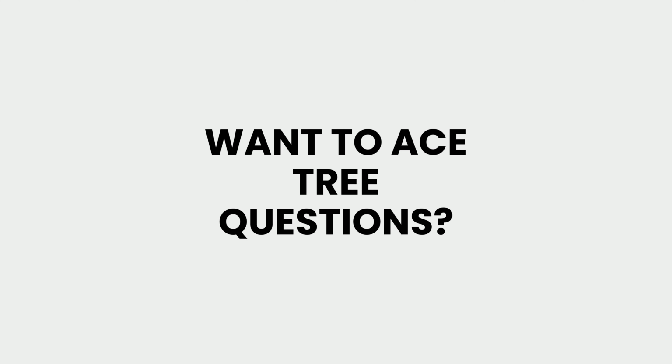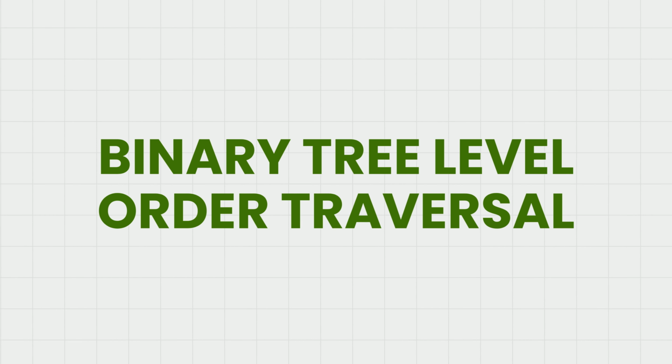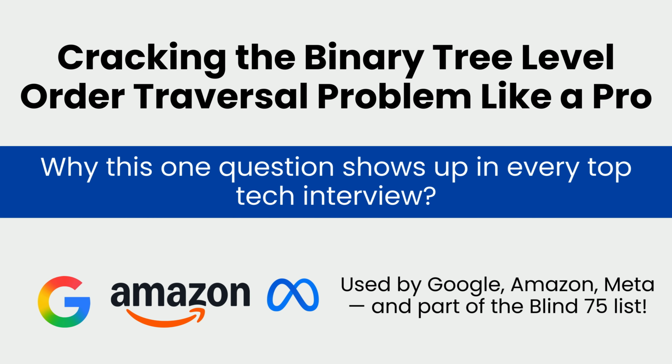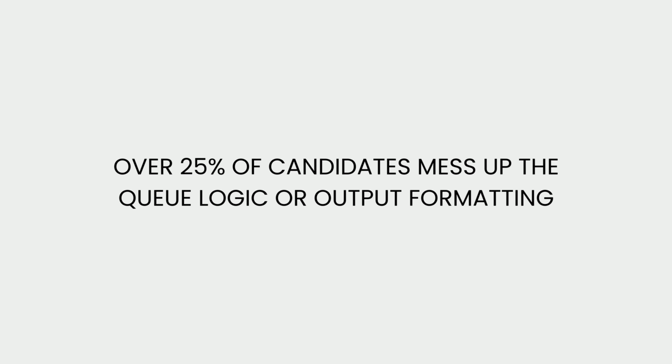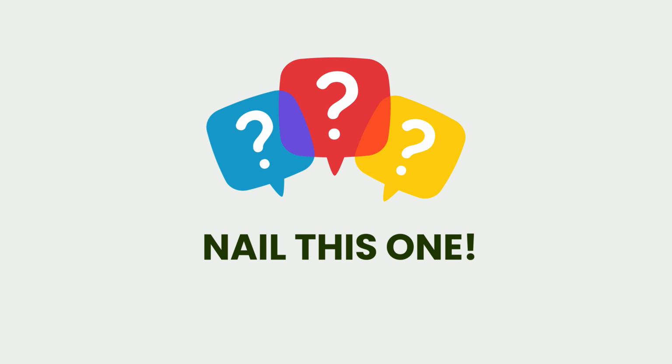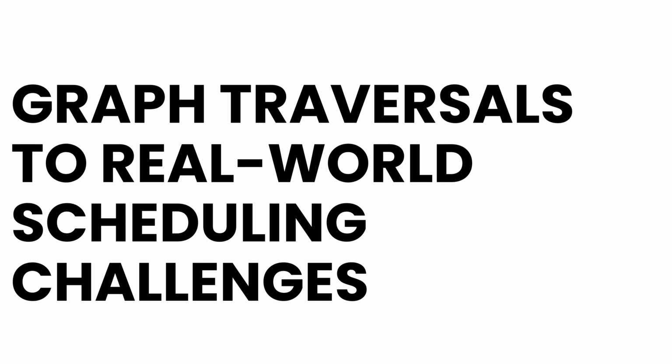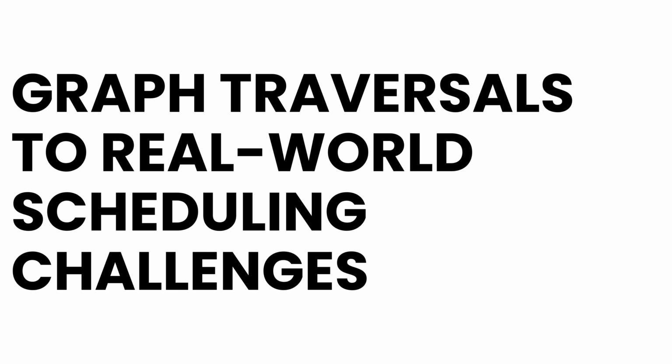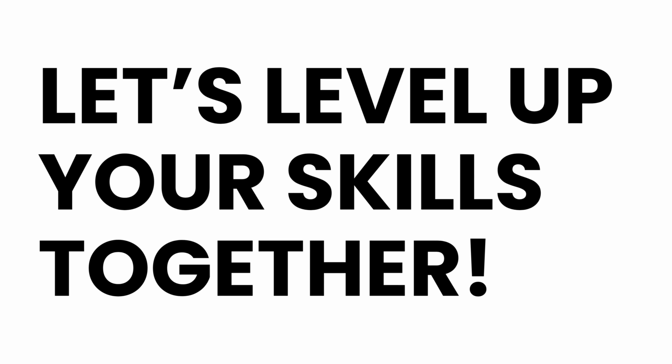Want to ace tree questions at Google, Amazon, or Apple? Binary Tree Level Order Traversal is a classic pattern mastery 100 question. And over 25% of candidates mess up the queue logic or output formatting. Nail this one, and you'll be ready for everything from graph traversals to real-world scheduling challenges. Let's level up your skills together.